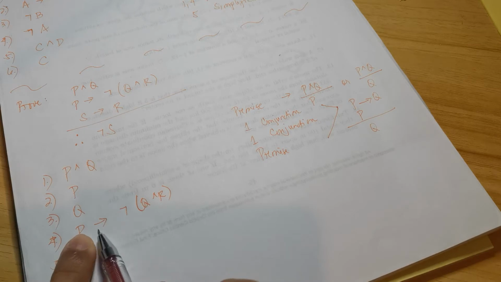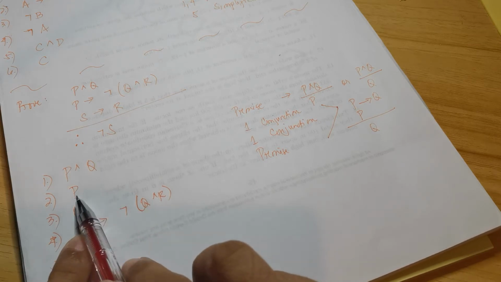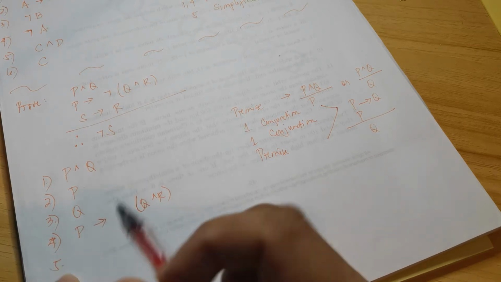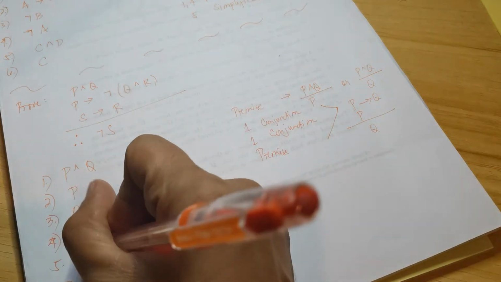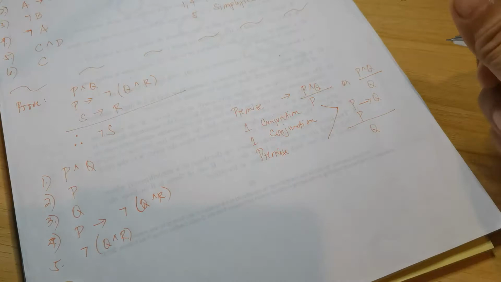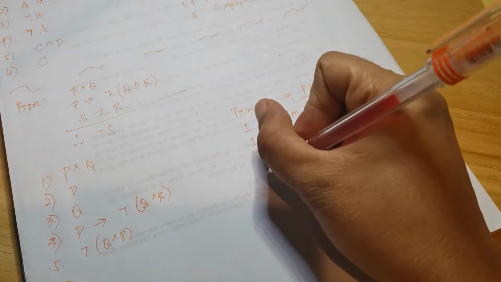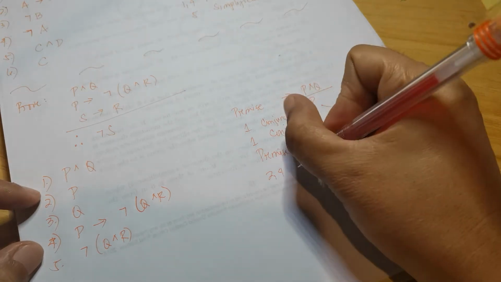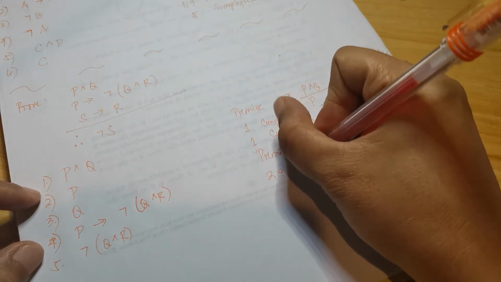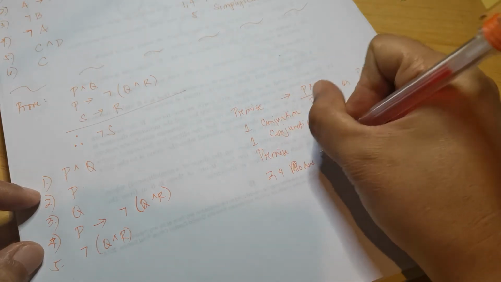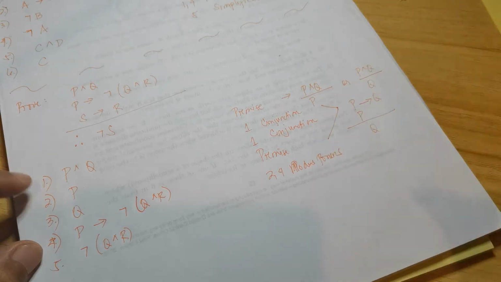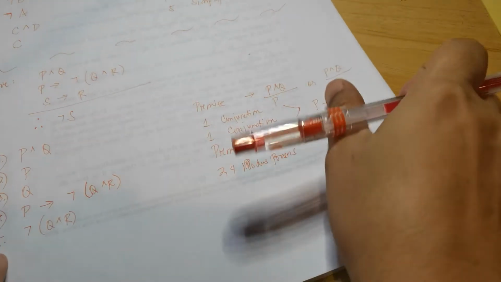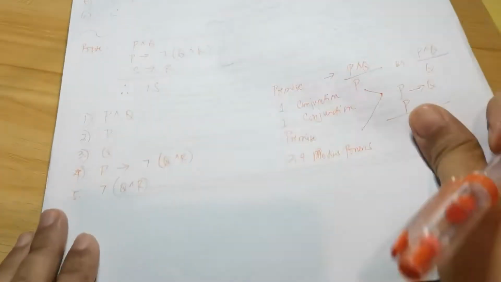P implies not Q and R, and then we have P there, so we can cancel. So, what remains is not both Q and R. So, what did we apply? Number 2 and number 4, we applied modus ponens. Okay?